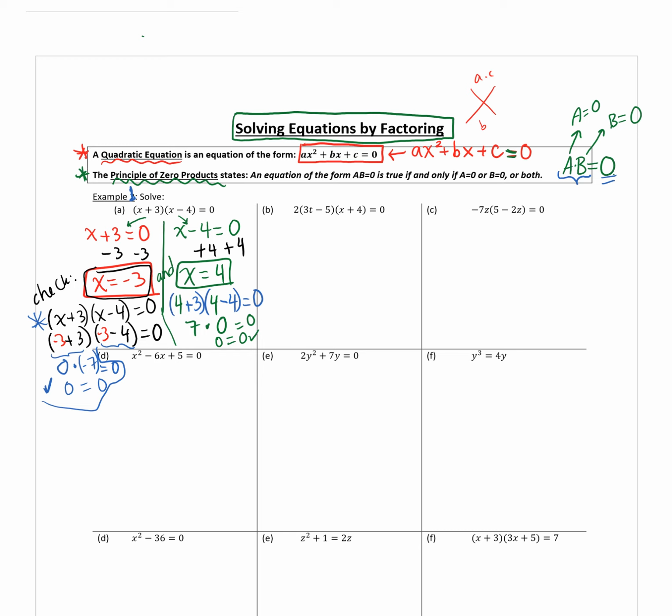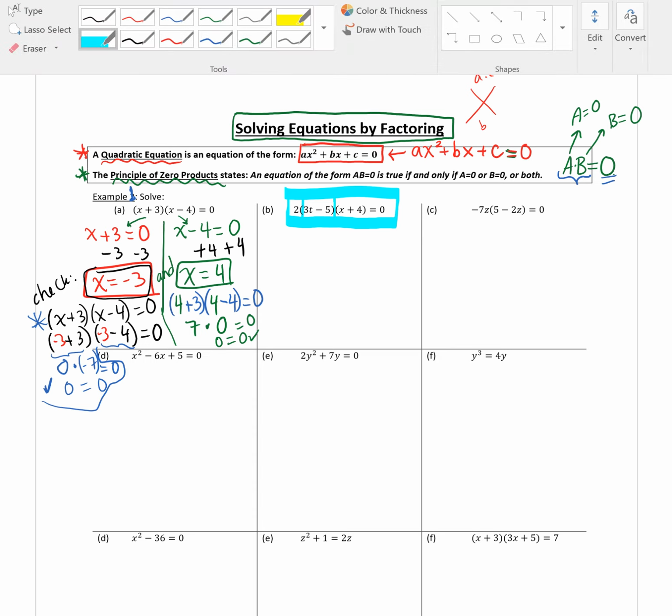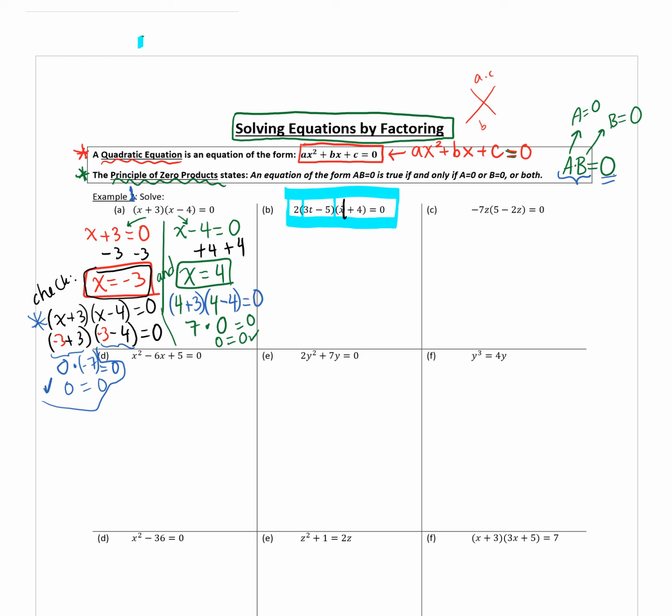Okay, let's try this next one here. So part B, notice this one has almost 3 things being multiplied together on the left side. It's 2 times (3t minus 5) times (t plus 4). Whoops, that should be a t, sorry. It should all be the same variable. They wouldn't give you 2 different variables in one equation for these.